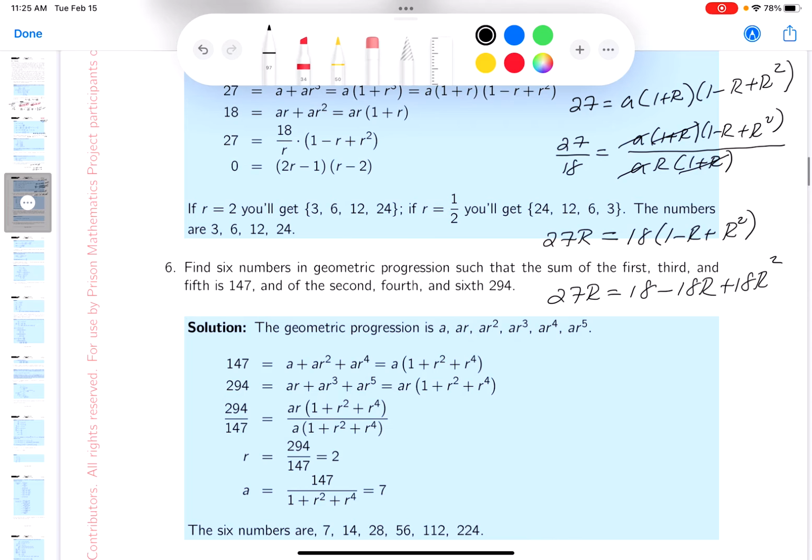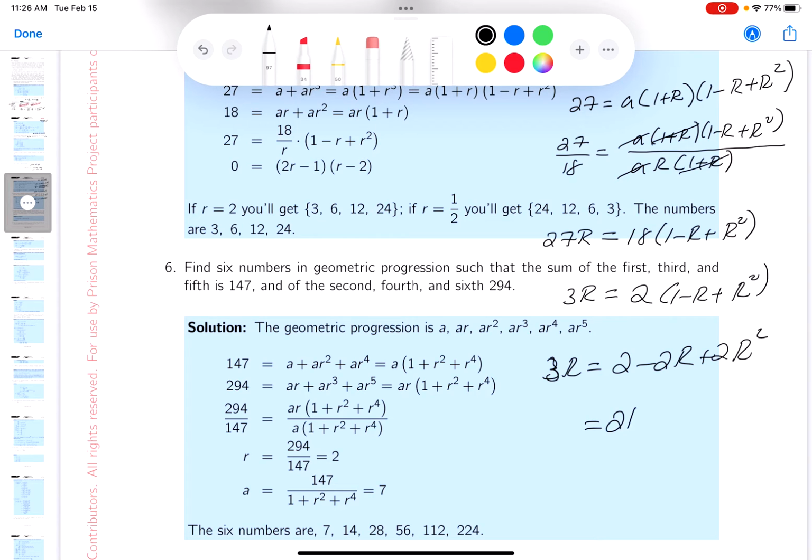By the way, I noticed something nice about this. I should have done this before. I probably should do that now. I could divide both sides by 9. And what do you get over there? Well, you'd get 3R equals 2 times 1 minus R plus R squared. So this would be 3R equals 2 minus 2R plus 2R squared.